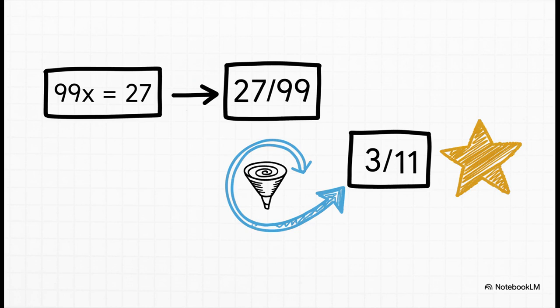We solve for x, which gives us 27 over 99. But, and this is a huge tip for the exam, don't stop there. You've got to simplify the fraction to get full marks. Both numbers here divide by 9, which gives us our final, perfect answer, 3 over 11.